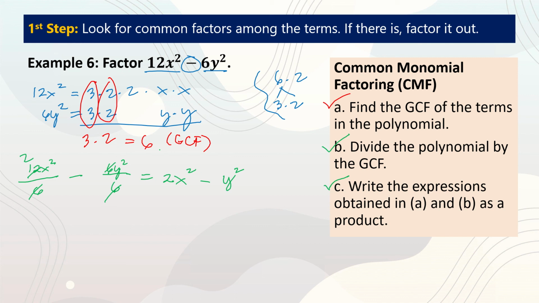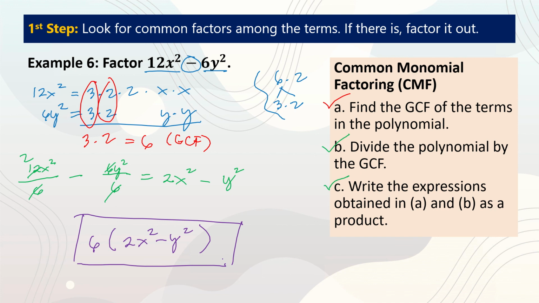So, you just have to multiply the result in A and B. So, that would be GCF is 6 times the quantity of 2x squared minus y squared. So, this is now the factored form using CMF.